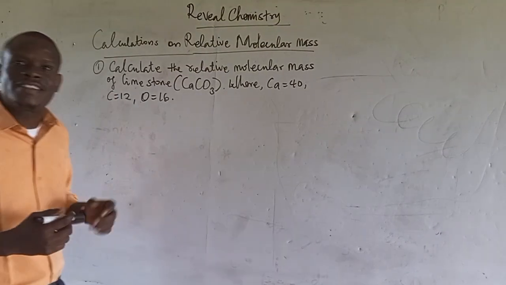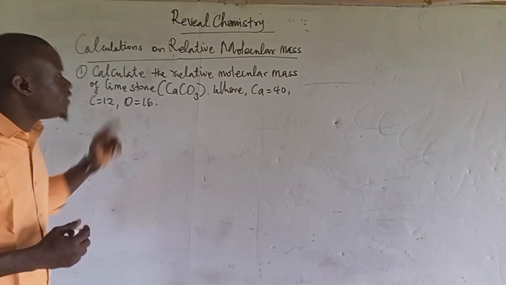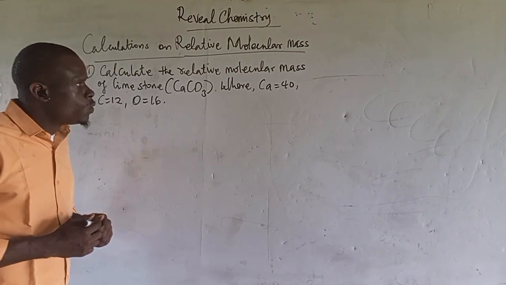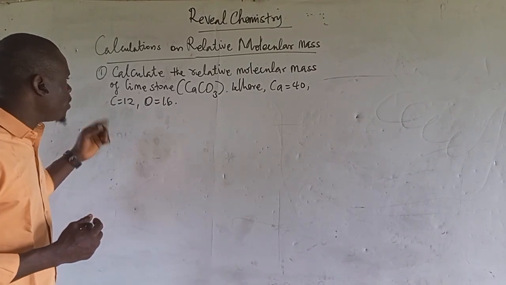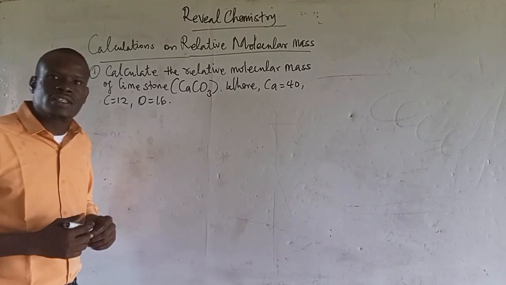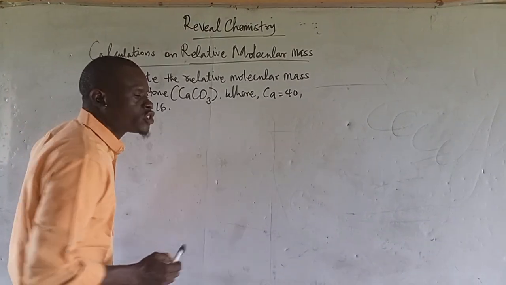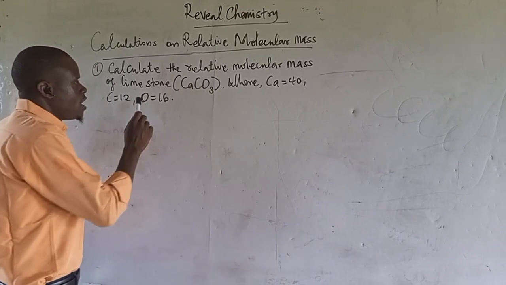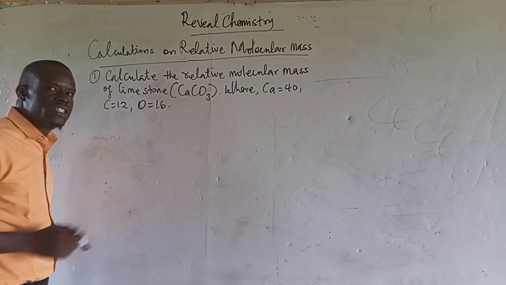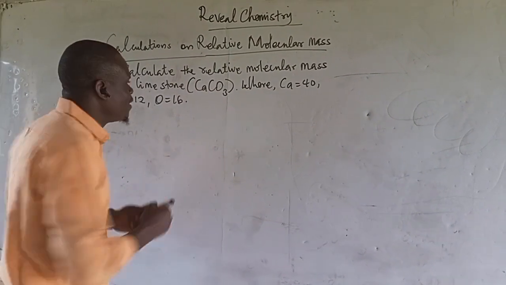Now, the question says, calculate the relative molecular mass of limestone, where calcium is 40, carbon is 12, and oxygen is 16. These are their masses. The mass of calcium is 40, the mass of carbon is 12, and the mass of oxygen is 16. Now, let's jump into the calculation. Solution.